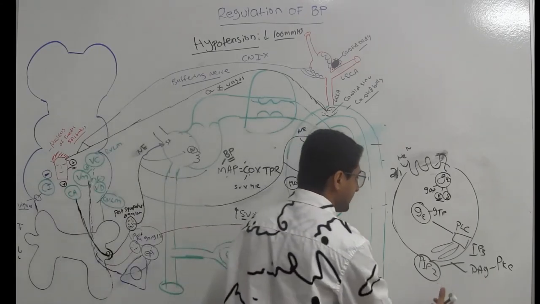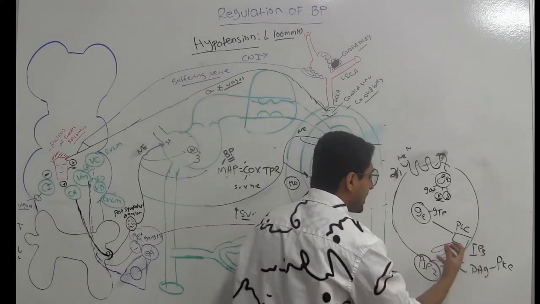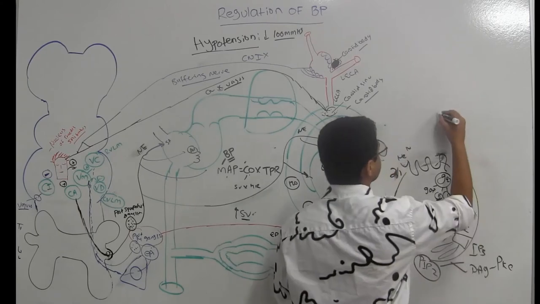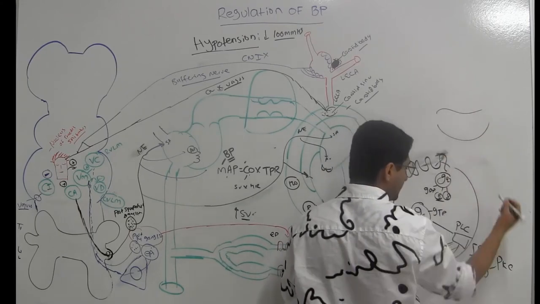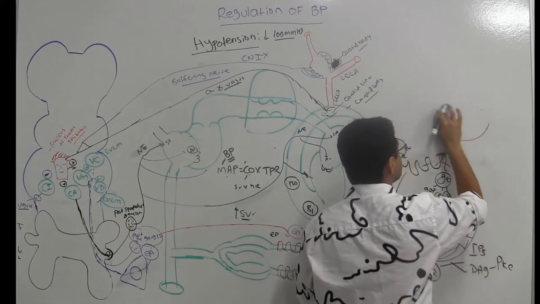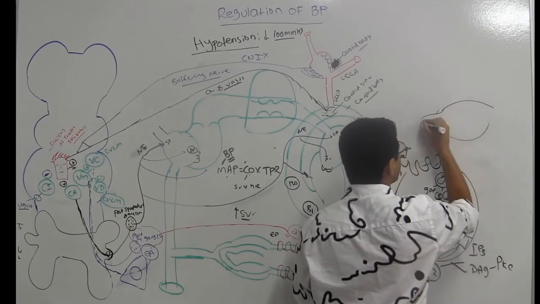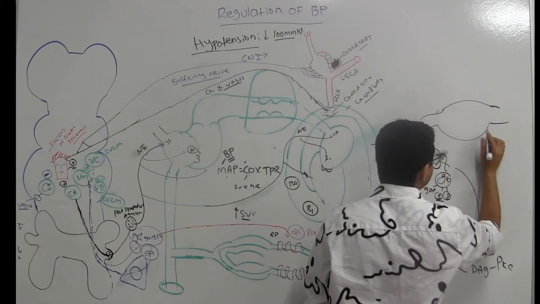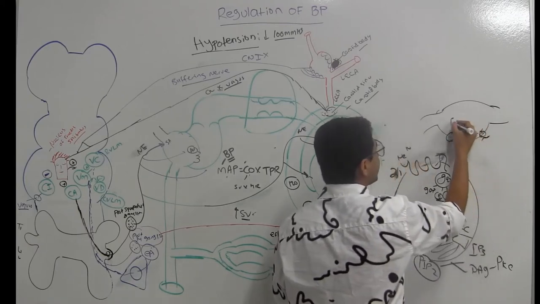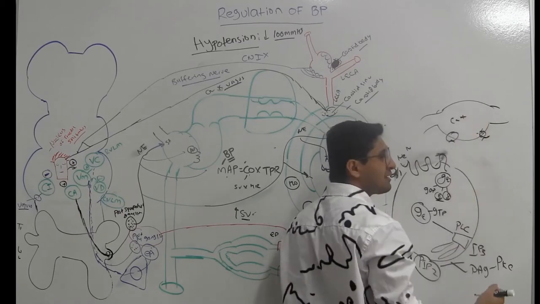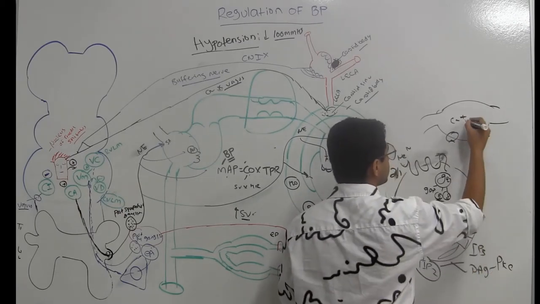Now, what is going to happen here? The IP3 will go to the endoplasmic reticulum, right? The calcium channels on your sarcoplasmic reticulum are very sensitive to IP3. Let's say this is my channel right here. There's a lot of calcium bound with a protein called sequestrant protein.